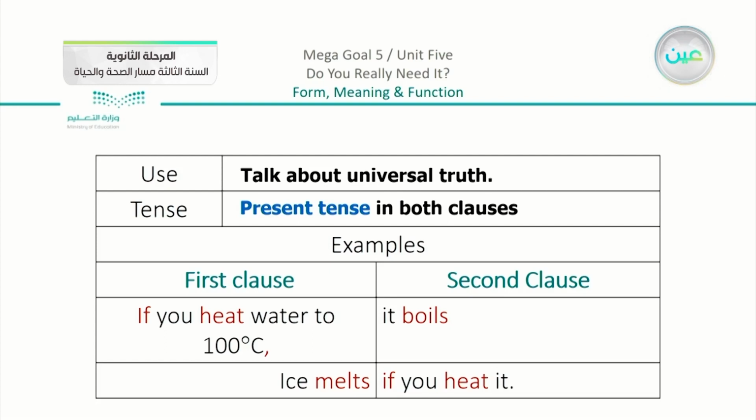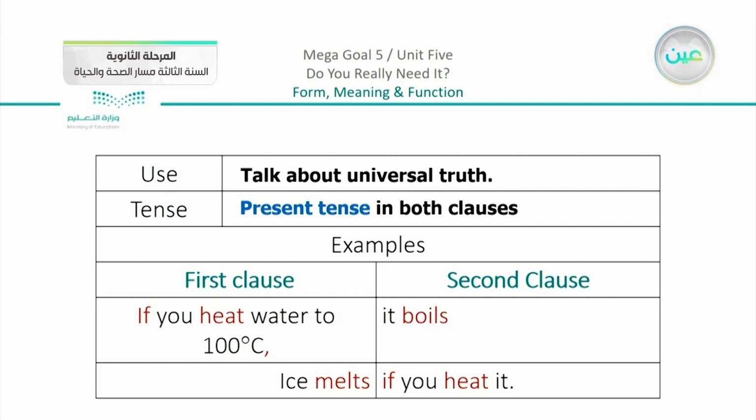We have here the examples. Now the first one: if you heat water to 100 degrees centigrade, it boils. So you can see that we have the if clause and the main clause, and both of them have the present simple. If you heat, it boils. Depending on the pronoun here, we decide either to add the s or not add it, but they are still present simple, both of them.